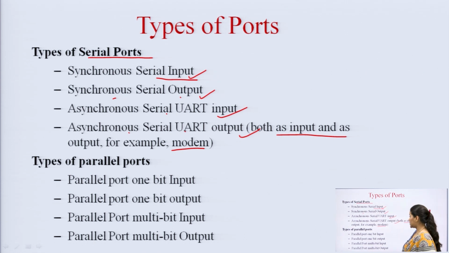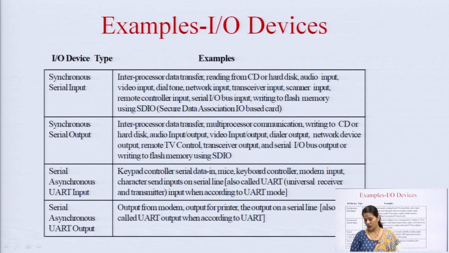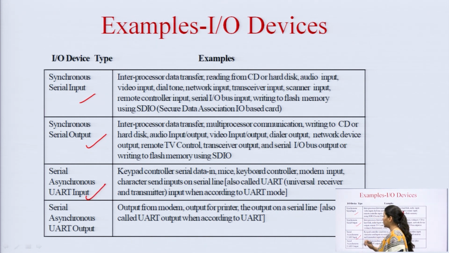Types of parallel ports: parallel port 1 bit input, parallel port 1 bit output, then multiple bit input and multiple bit output. These are the options of the parallel ports. Let us see what these are. When we are talking about the input output device type, these are the device types: synchronous serial input, synchronous serial output, serial asynchronous input and serial asynchronous output, that is the part of UART. Now, what are the examples?